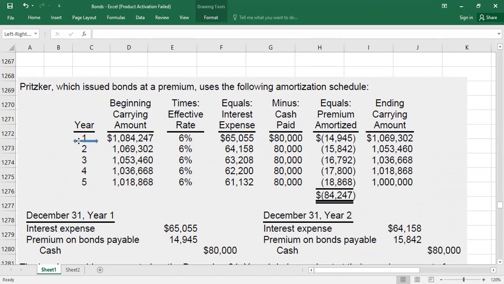In year one, the first value which you will write here, the beginning carrying value, should be the present value, times the interest effective rate. The effective rate is 6%. So this will give you the interest expense in the first year, which is $65,055. So actually you have paid interest of 80,000.